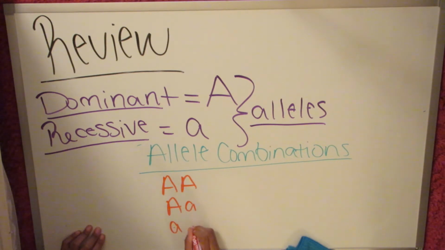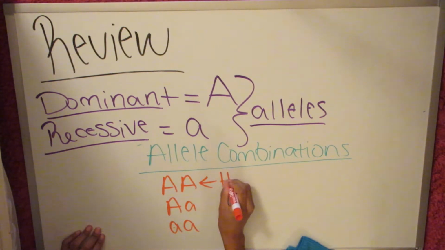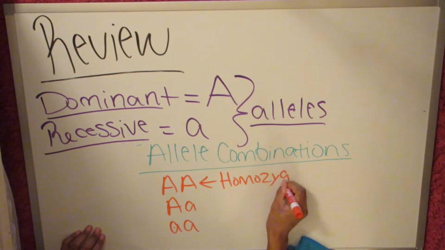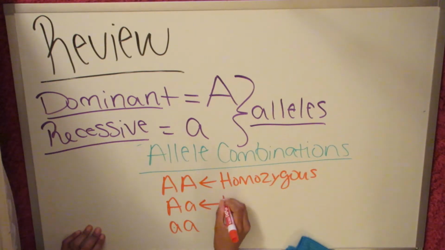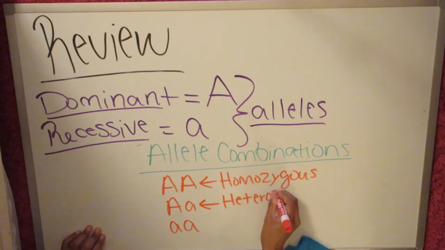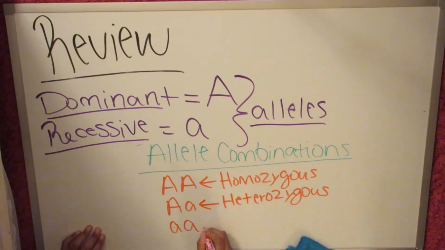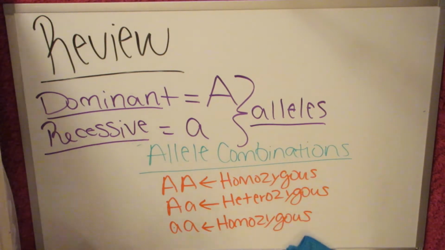So two capital A's means that it's a homozygous trait. The capital and lowercase means that it's a heterozygous trait. And the two lowercases are another homozygous trait. So homozygous means that there's two of the same letter. Heterozygous means that there's one of each letter.